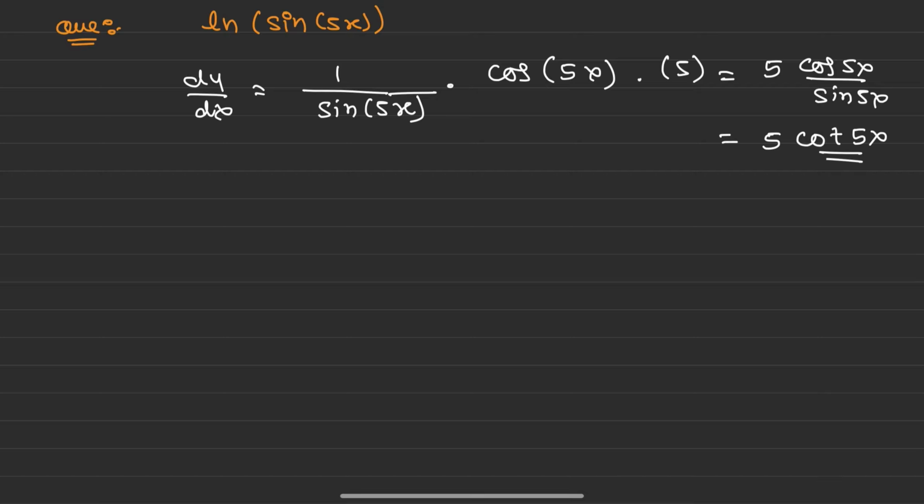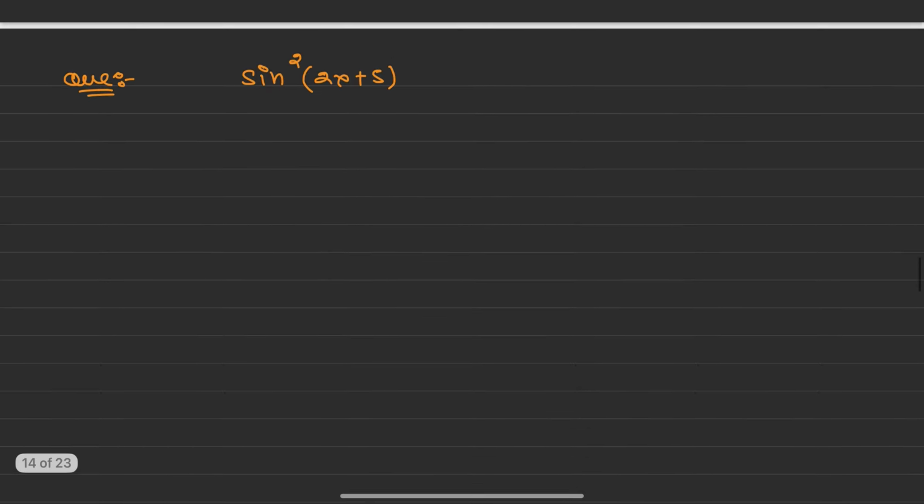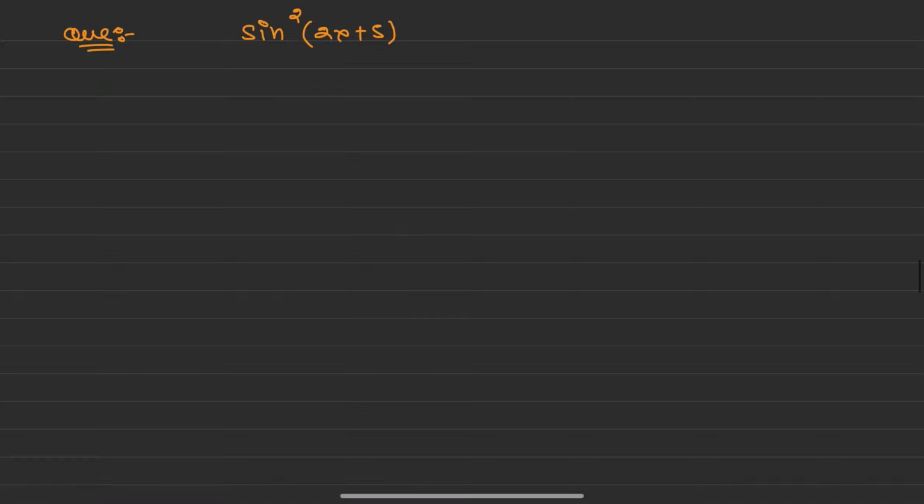Now let's go to the next question. In this question, let us say y is equal to sin square of 2x plus 5. How can we do its derivative? dy by dx will become what? We know about the derivative of sine, but it is sine to the power 2. It will become 2 into sine to the power 2 minus 1, which is 1. But inside we are having 2x plus 5.